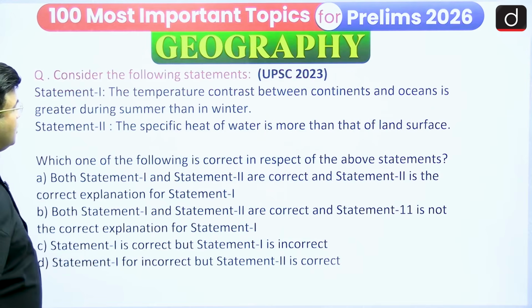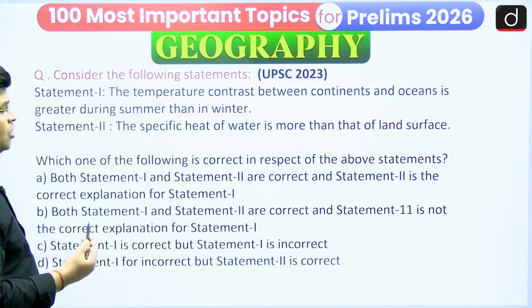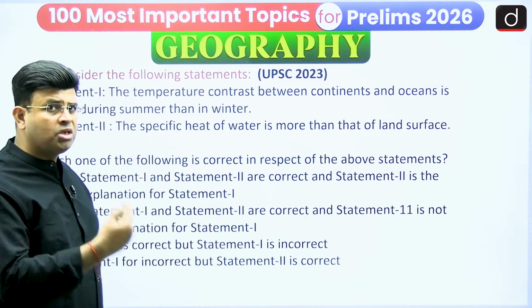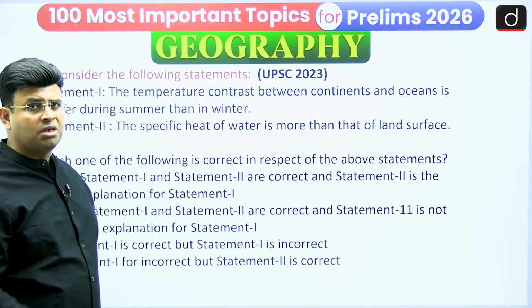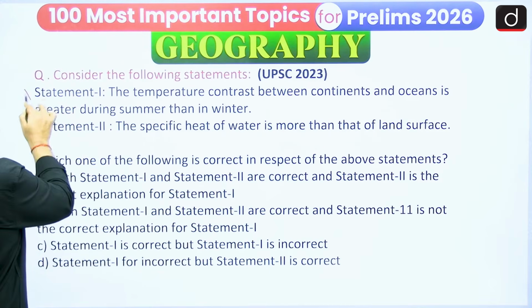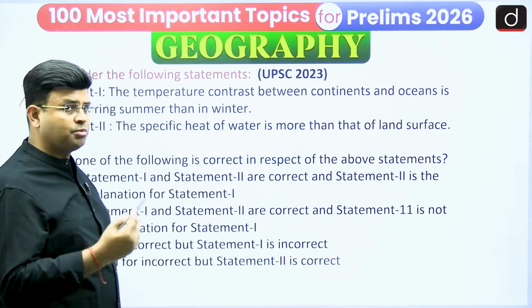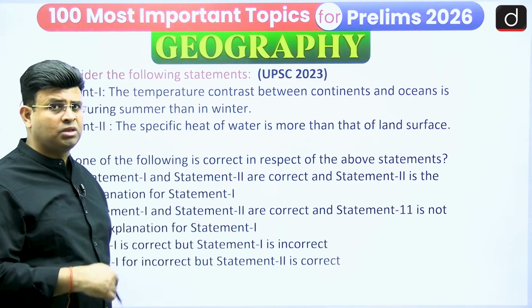Now consider the following statement of UPSC 2023: the temperature contrast between continents and ocean is greater during summer than in winter. So the temperature contrast during the winter is more, in the summer it is less. Go and check it out. Yes, this is a wrong statement. Statement 2: the specific heat of water is more than the land surface. Specific heat of water is 4 times more than the land.